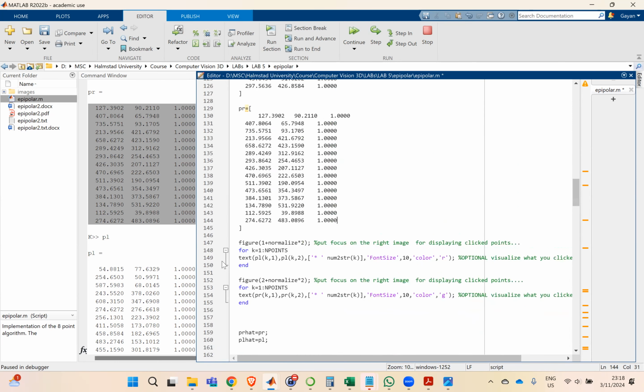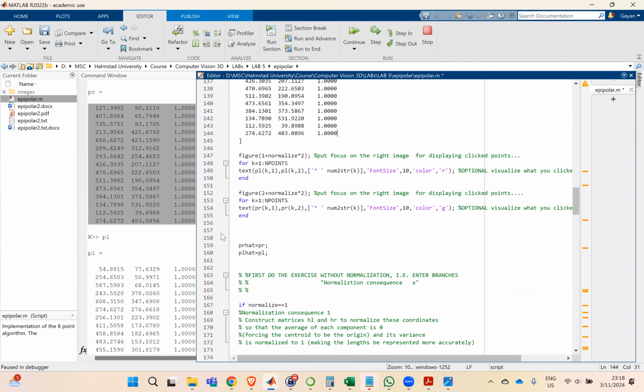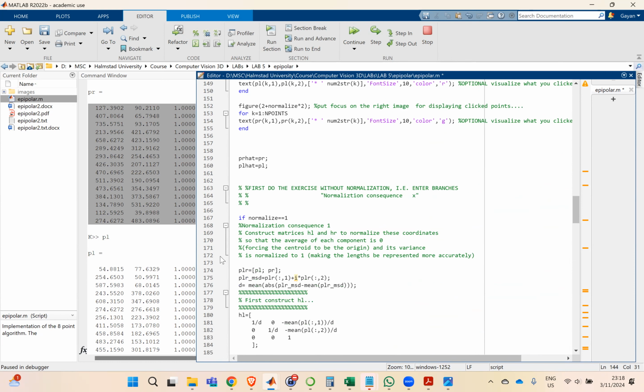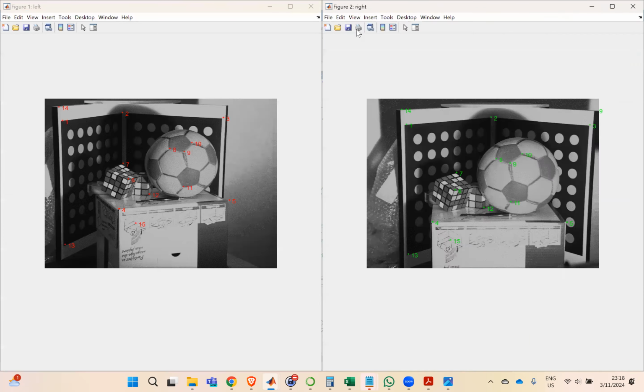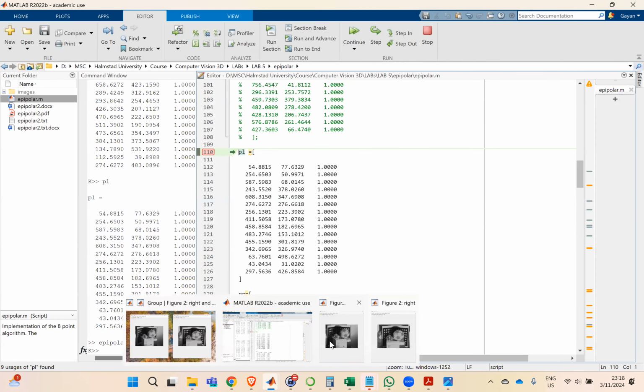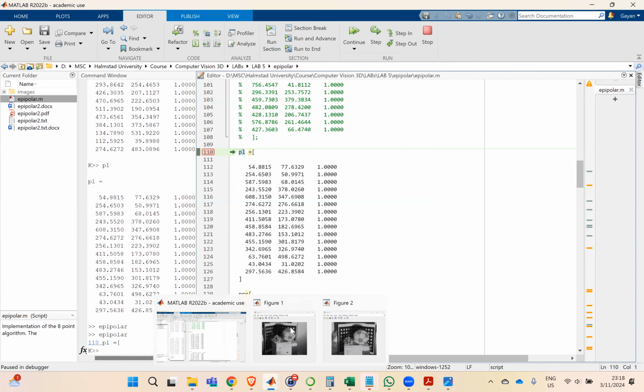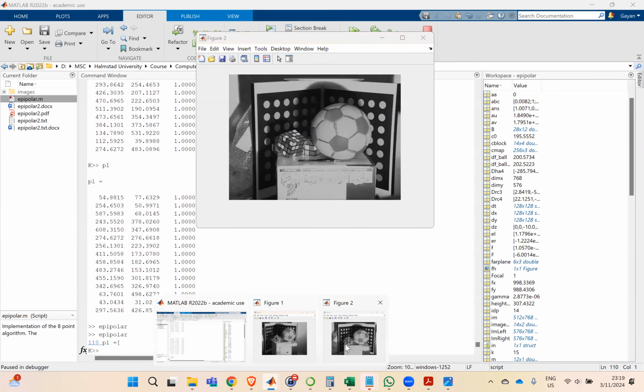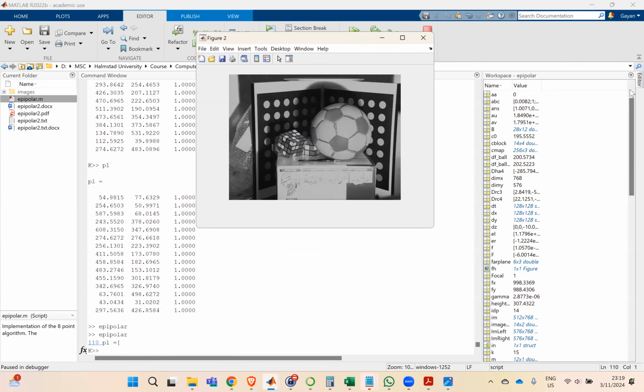Now I can run the program to here. Then it will display these points. So up to here, I will directly stop the program and I will run it again. So now we will be able to see these points. Okay, we will go step by step.